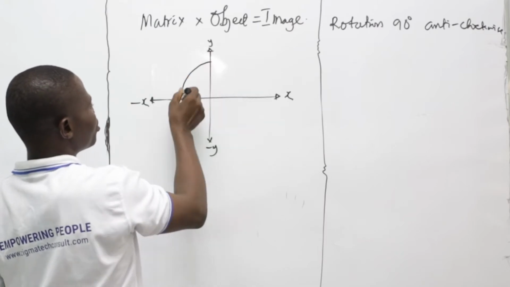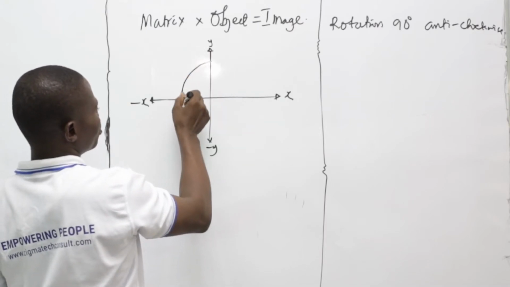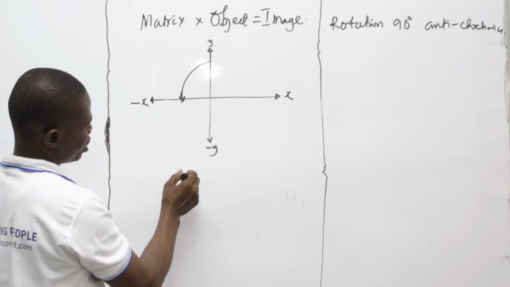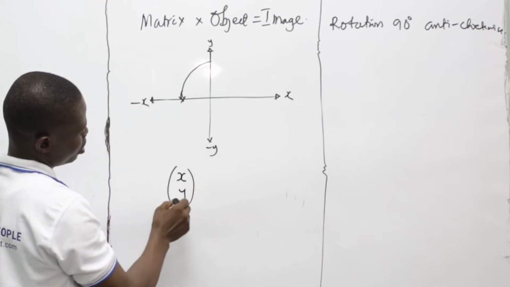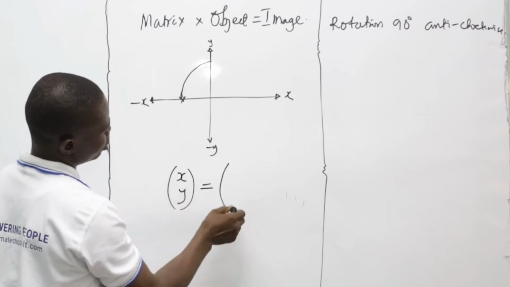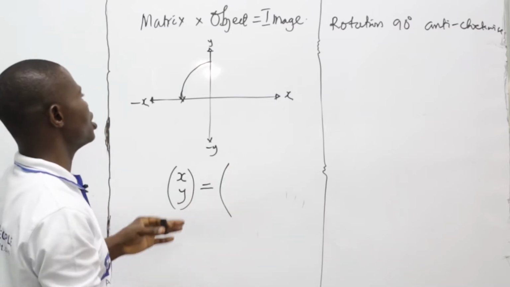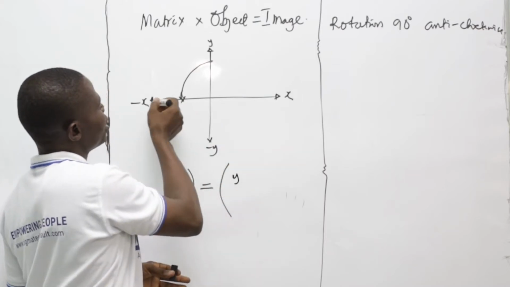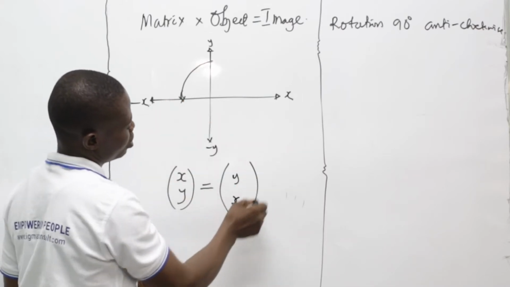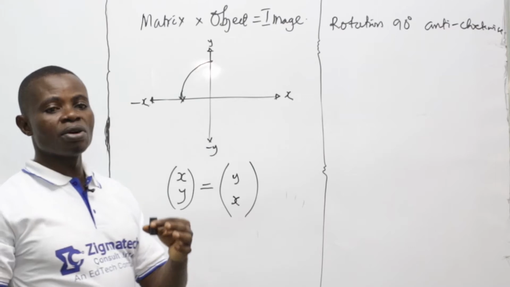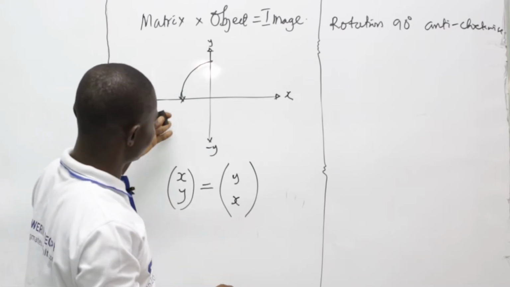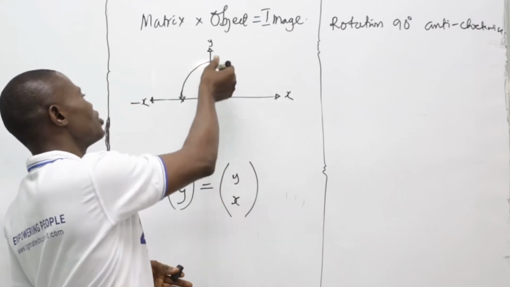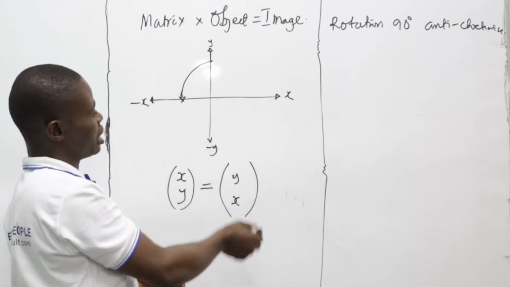This is your 90 to the left. This point, meaning the object x, y will produce an image. Let us look at the nature of the image. The starting point is y, meaning y is here, while the ending point is what? X. But following the direction and rules of x and y axis, x is supposed to come before y. But because of the nature of the movement, y is coming before x.